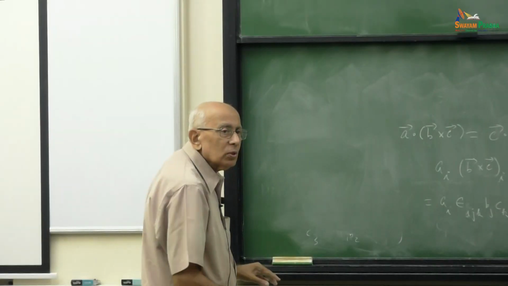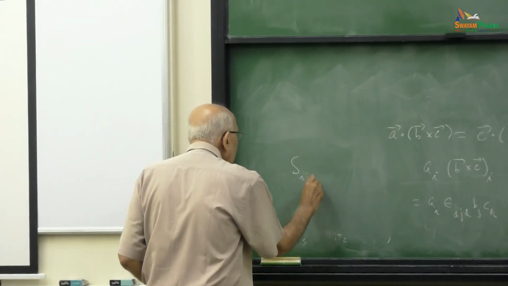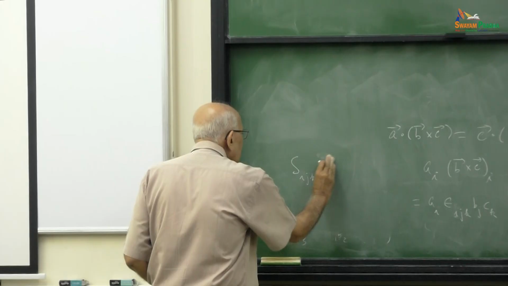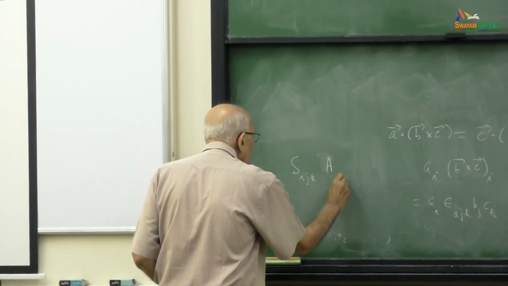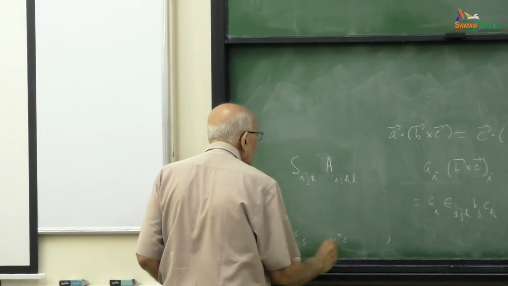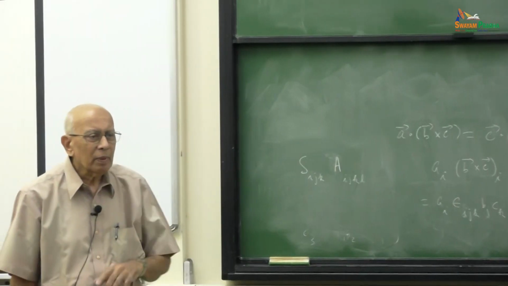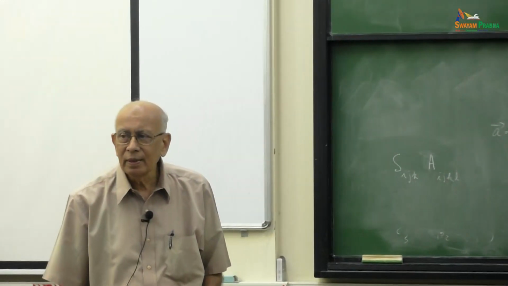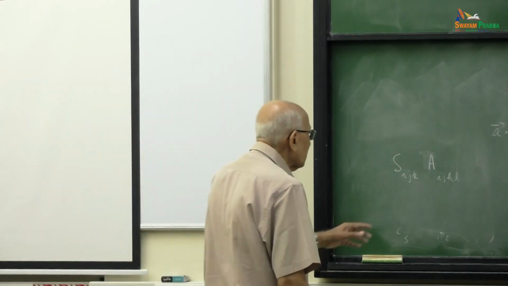By the way, what is this quantity equal to? A symmetric tensor of rank 3 contracted with an antisymmetric tensor of rank 4. Some crazy combination. We don't even know how many components this has. You've got to work it out.